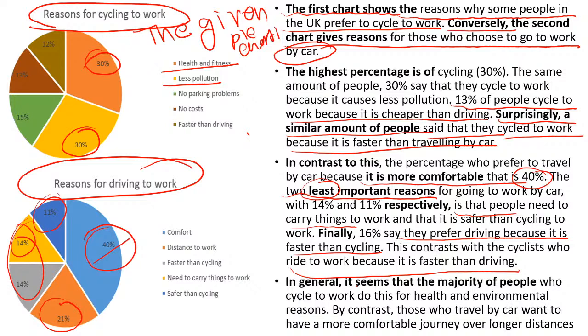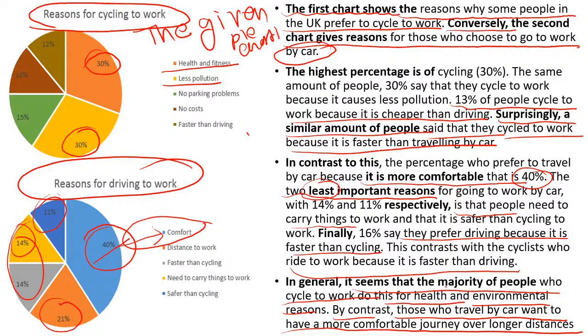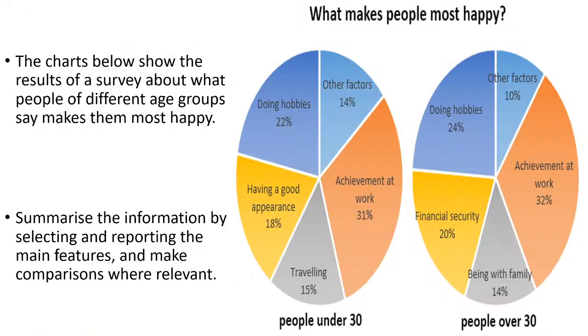It seems that the majority of people who cycle to work do this for health and environmental reasons. By contrast, those who travel by car want to have a more comfortable journey over longer distances. So this is the 40% for the longer distances, meaning they ride for comfort, and the majority of people over here prefer it for health and less pollution, meaning for environmental reasons. So this is another way you can present your graph.